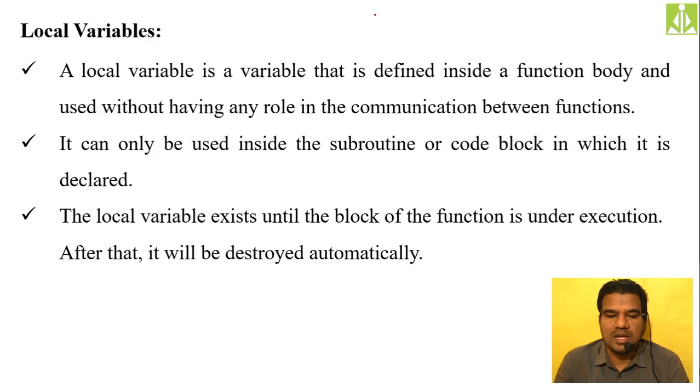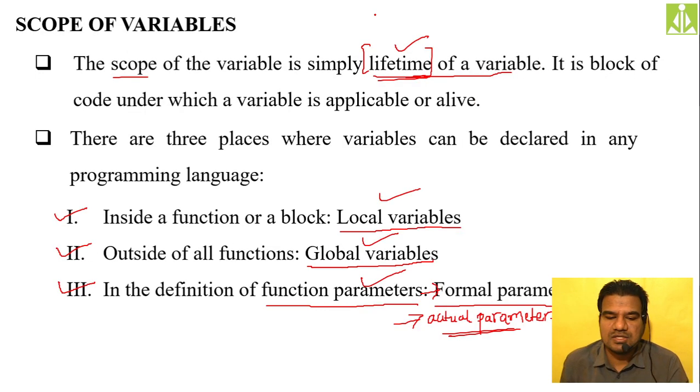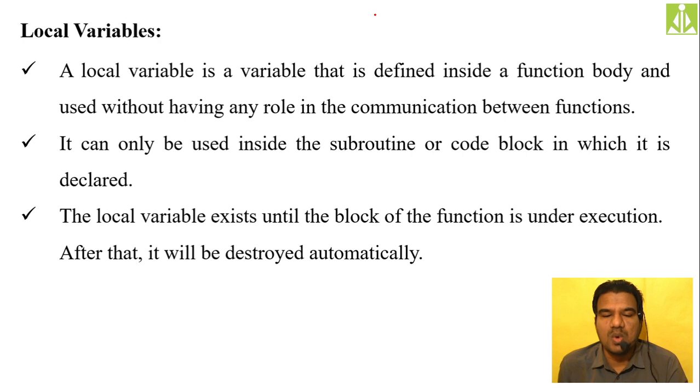So quickly, as we categorized based on the scope of variables, we said local variables, global variables and formal and actual parameters. So these things we need to discuss. First we start with local variables. These local variables are defined inside a function body. When you are creating a function, you may take a few variables within the body of that function. Such variables we call local variables.